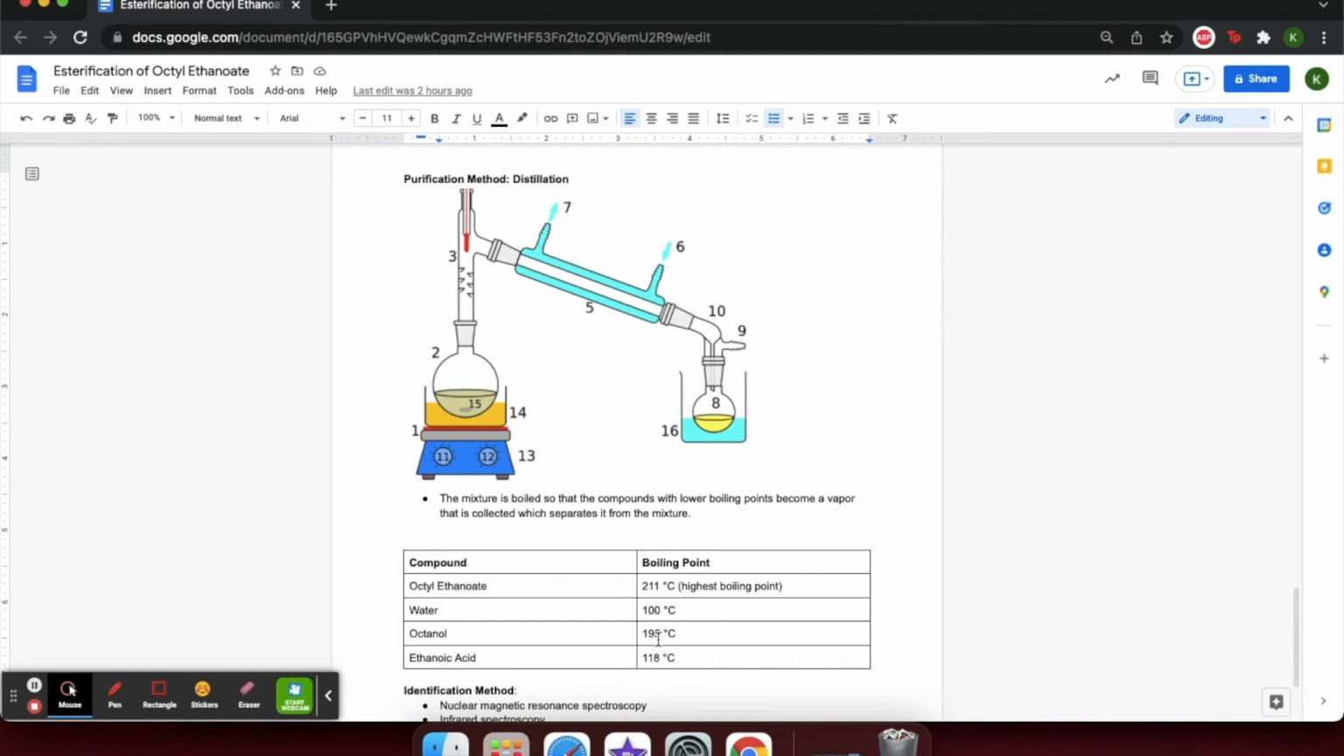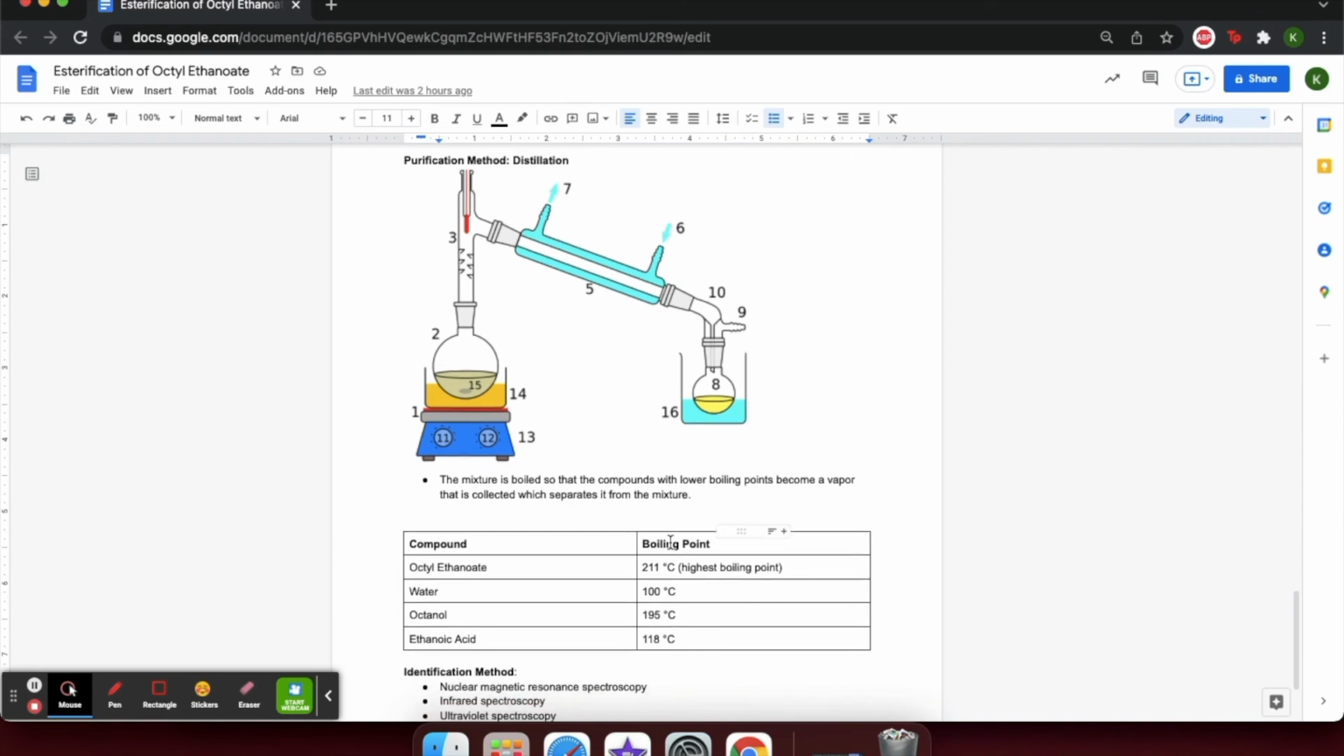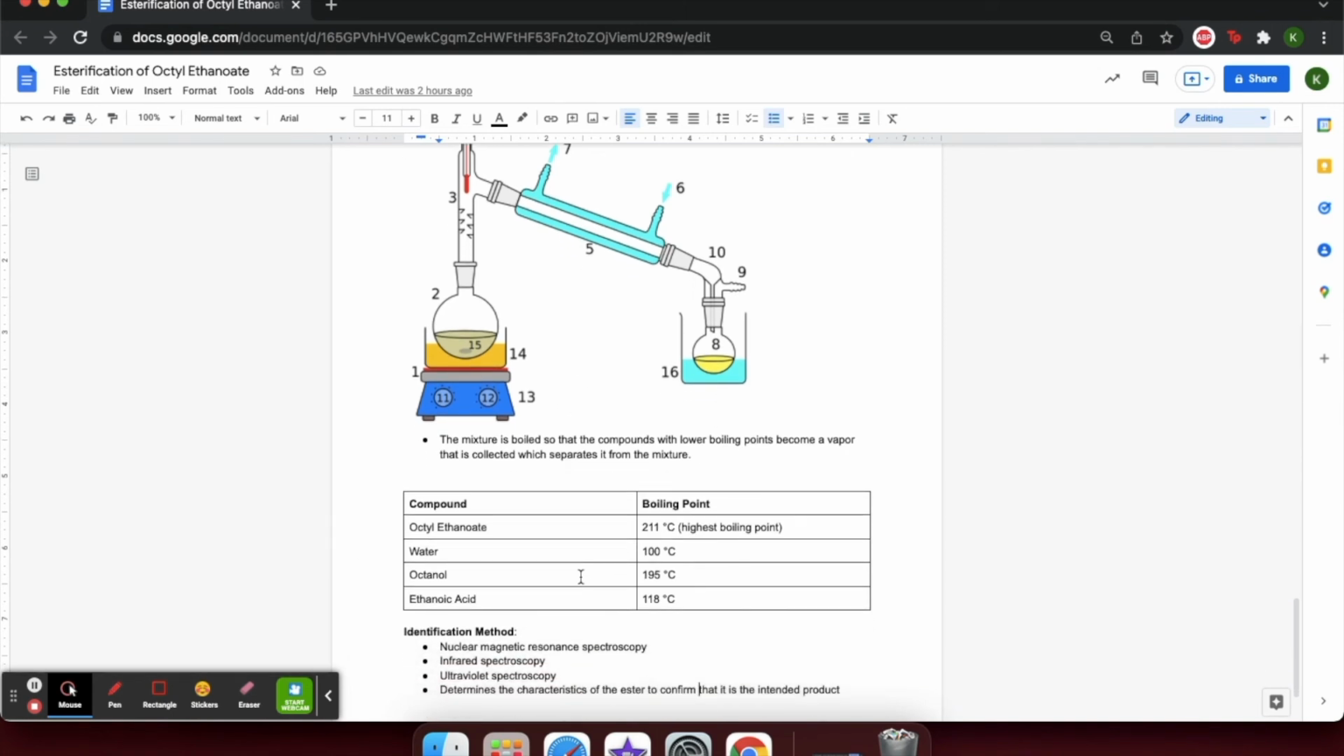So if this flask was boiled at a temperature between 195 degrees Celsius and 211 degrees Celsius, then the water, octanol, and ethanoic acid will all become a vapor and leave behind the octyl ethanoate, which is going to purify it basically.